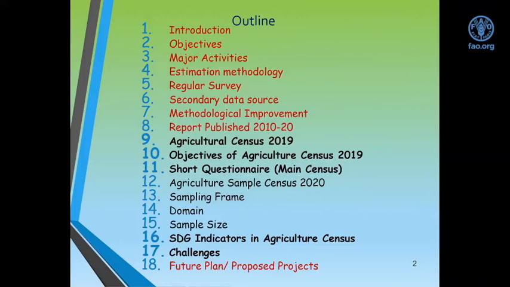Our outline is introduction, objectives and major activities, estimation methodology, regular survey, segregated data, methodology improvement, and report writing, 2010 to 2020. I will deliver 1 to 8, and Mr. Shoudhurista will deliver 9 to 17.